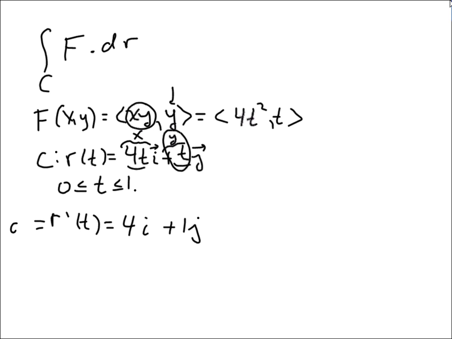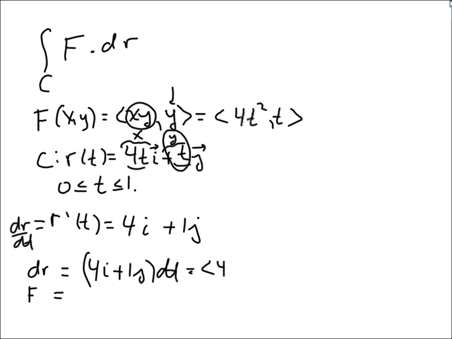That's really dr over dt. Multiplying both sides by dt, dr equals 4i plus 1j dt. So this is the same as <4, 1> dt. And F is equal to <4t squared, t>.